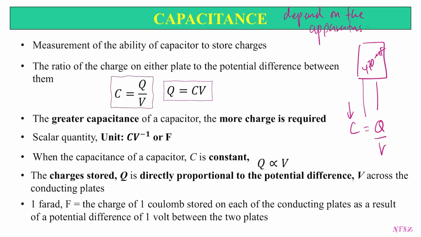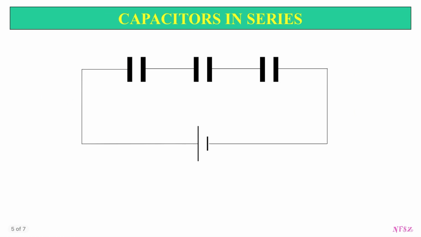So the charge stored Q is directly proportional to the potential difference across the conducting plates, as I said. So 1 farad equals the charge of 1 coulomb stored on each of the conducting plates as a result of a potential difference of 1 volt between the two plates. Because we use C equals Q over V, 1 farad equals 1 coulomb over 1 volt. Okay. So this is capacitors in series.